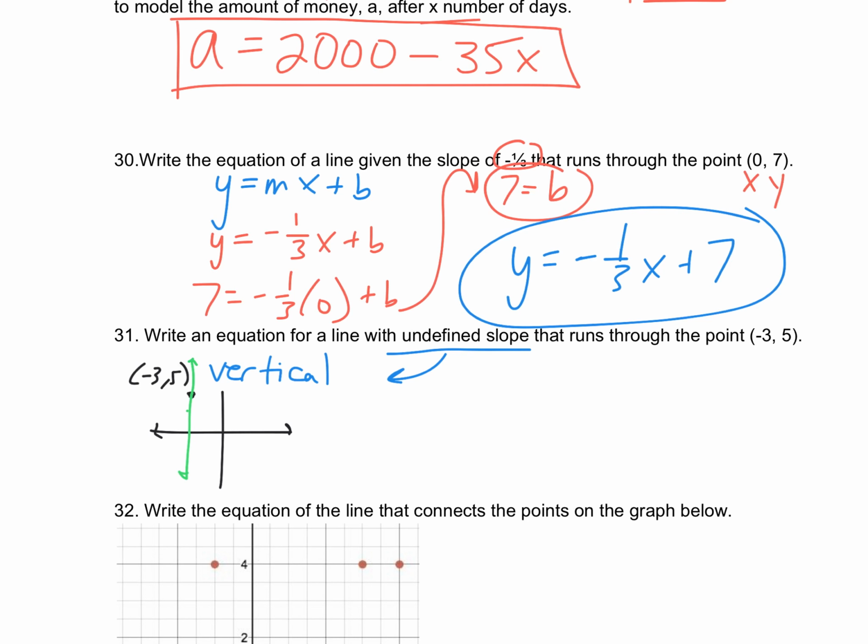So a vertical line is always x equals, and since the x value is negative 3, that's all we need to put. Again, double check on Desmos. That's going to give you a vertical line that runs through the point negative 3, 5.